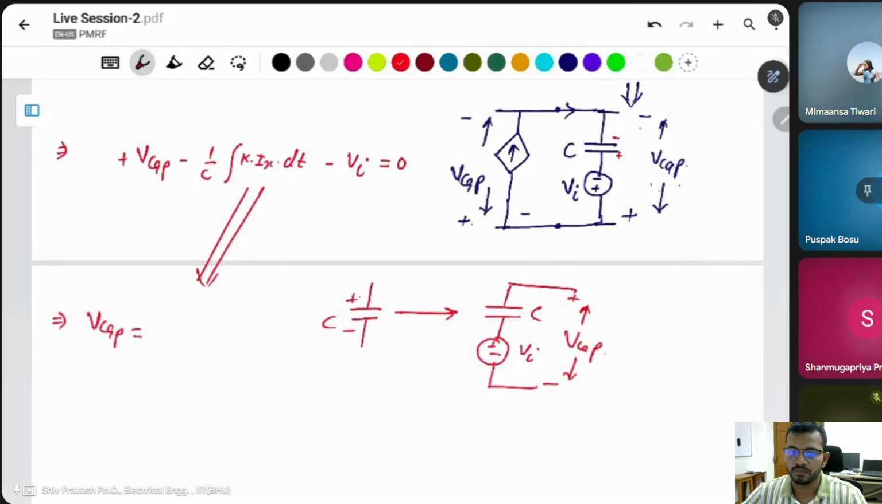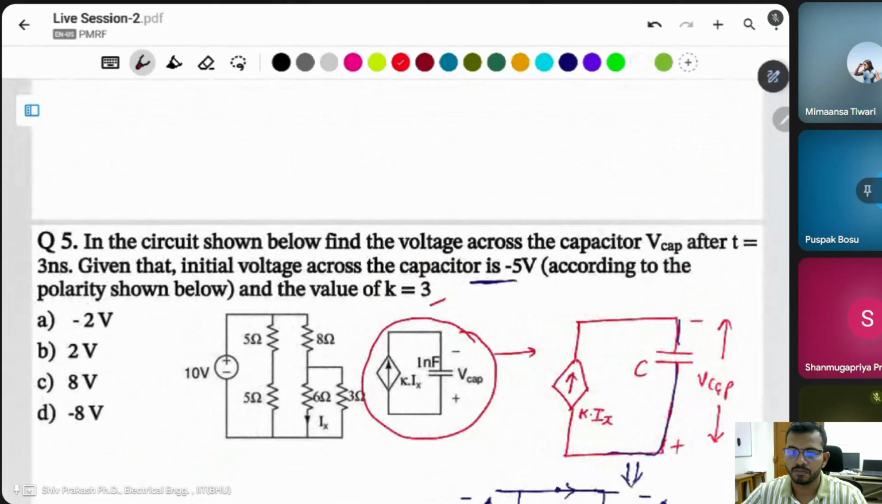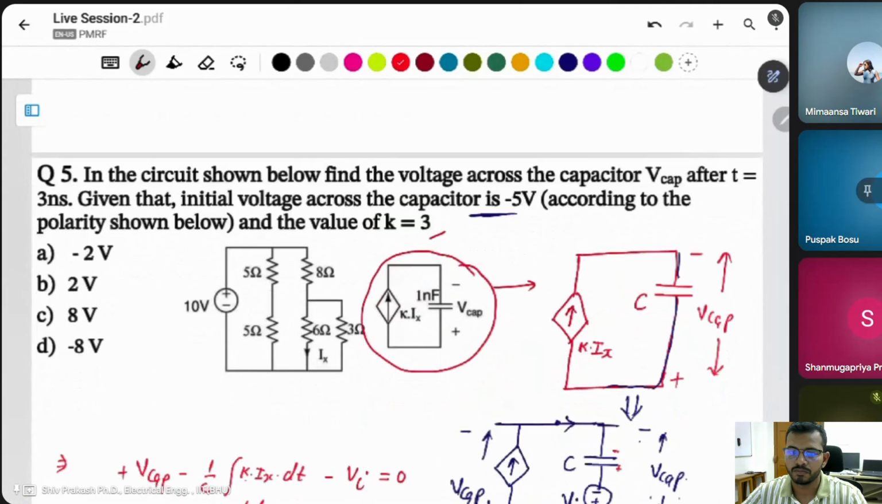V capacitor is simply the integration of K Ix dt. The initial voltage is also added here, so there is no need to take the initial voltage separately. Then this will be K by C. Ix is a constant, so the integration of 1 dt is time t, plus Vi. K is given in the question as 3 and time is given as 3 nanoseconds.